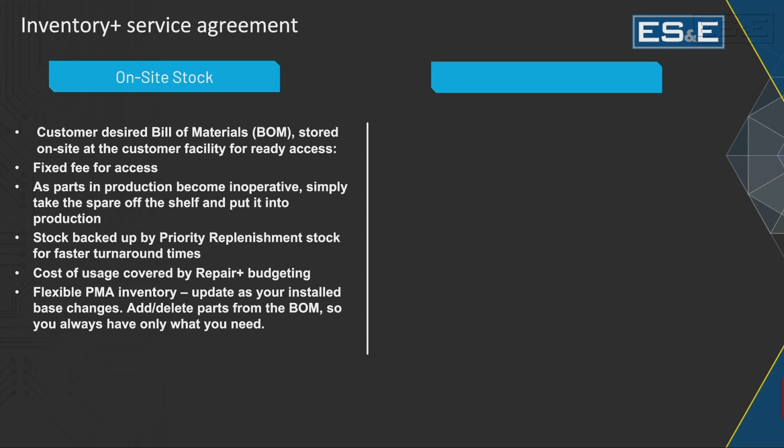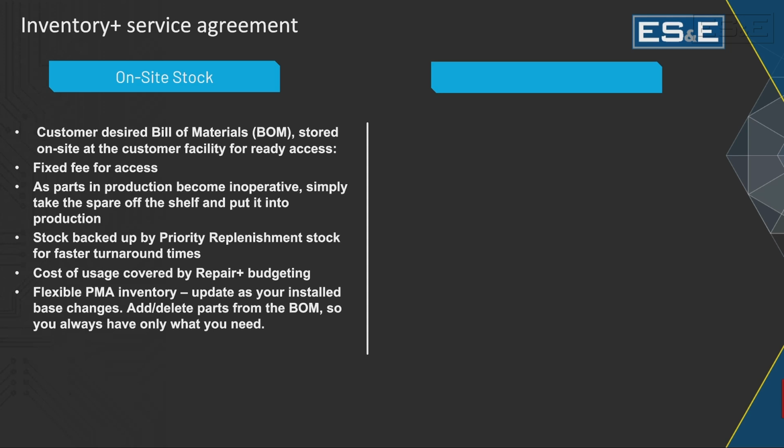There is a fixed fee for this access. Basically what they do is a percentage of list price. So Rockwell takes that bill of materials and they look at quantities and they look at what parts it is and they put it into this formula, and they come up with a fee for this access. And the billing is a lot of times quarterly, monthly, or yearly. So there's flexibility there. But again, the on-site stock is backed up by the priority replenishment stock for faster turnaround. And this also utilizes the Repair Plus budgeting, which I'll go into in just a second.